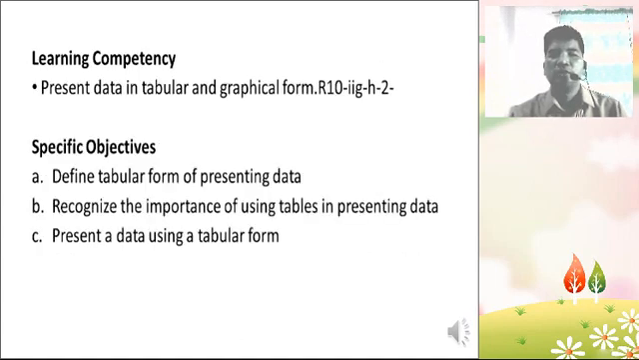Okay? So in today's lesson class, the learning competency is to present data in tabular and graphical form with the code R10-IIG-H-2. The specific objectives of this lesson are, letter A, define tabular form of presenting data. Letter B, recognize the importance of using tables in presenting data. Then letter C, present the data using the tabular form.